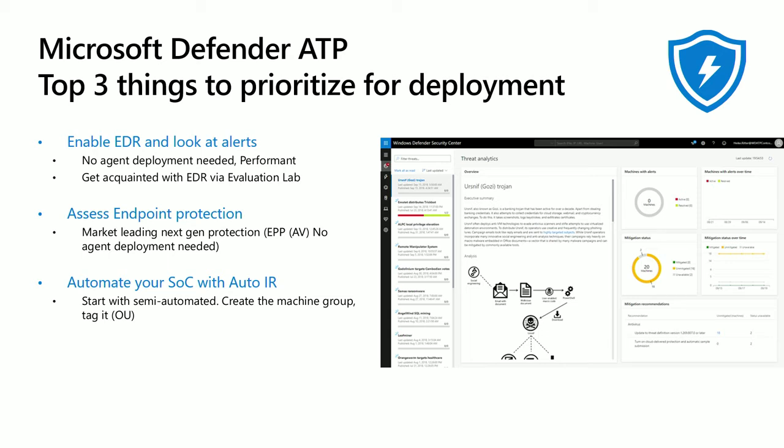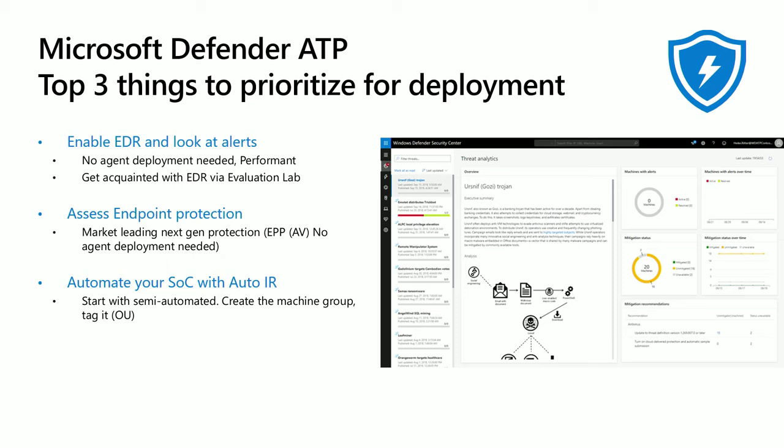But we recommend to set the ASR rules with auditing mode first, and then gradually move into block mode. Because if you start with block mode, it might block the good files. So we highly recommend to start with ASR with audit mode. That's the tip for that.